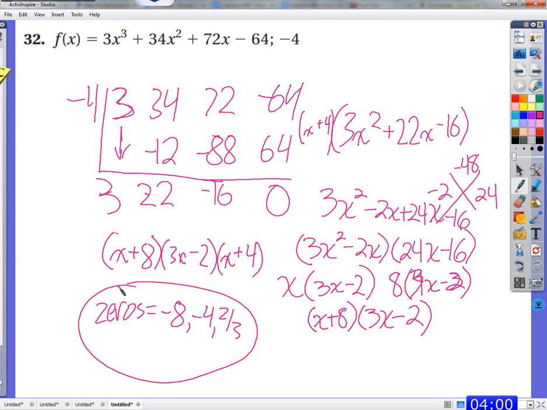And also where this is coming from, you said it equals 0 and solve for x. 3x minus 2 equals 0. Add 2, divide by 3, we get 2 thirds. x plus 4 equals 0, subtract 4 on both sides, x equals negative 4. Okay?